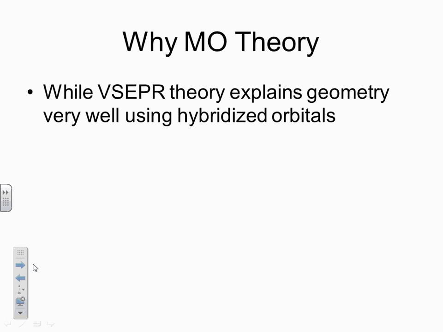As I mentioned, valence shell electron pair repulsion theory explains geometry very well. And if you remember your hybridized orbitals that give us our bond angles, that works. We know that to be the case. However, it does not explain resonance. With valence shell electron pair repulsion theory, a double bond should have a different energy than a single bond does, or a different bond energy.